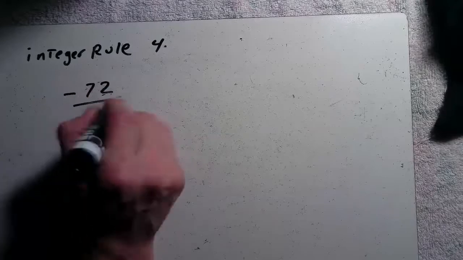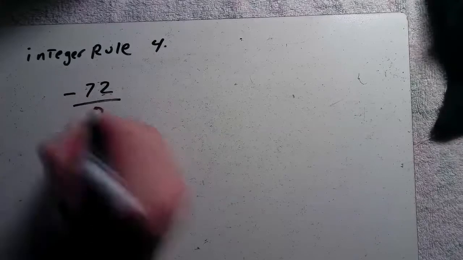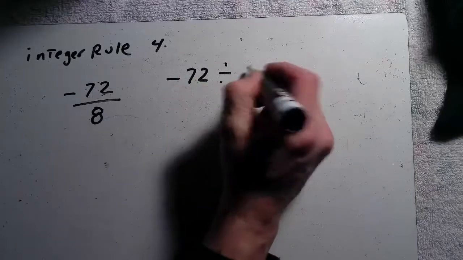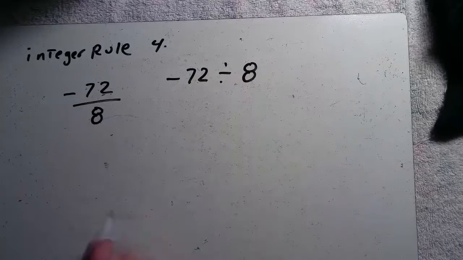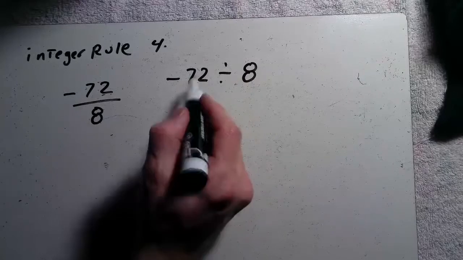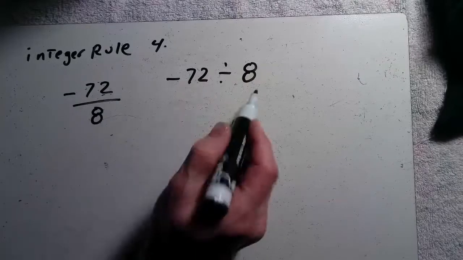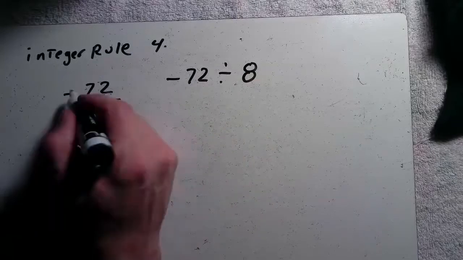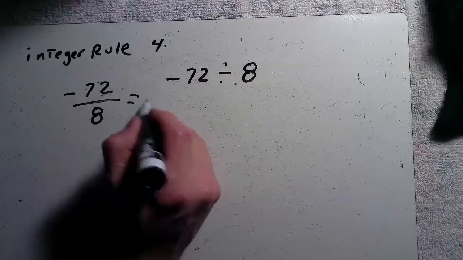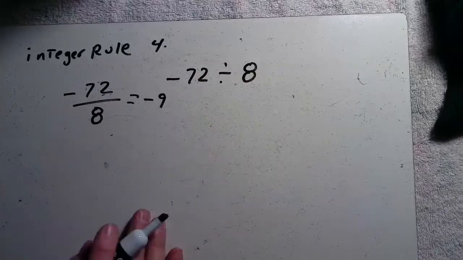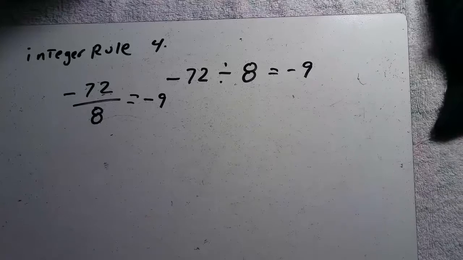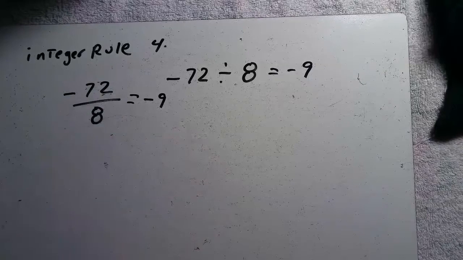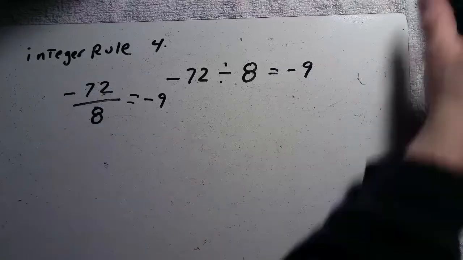Negative 72 divided by 8. So now we can start making fractions. This is the same as this. Negative 72 divided by 8. These are the same. The first number goes on top, and the second number will go on the bottom, when you look at this horizontally and in a vertical fashion. Signs are different. It's an automatic negative. 72 divided by 8 is negative 9. See? Signs are different. Automatic negative.